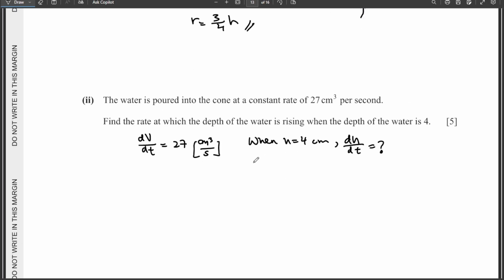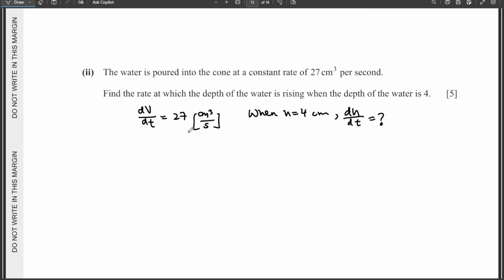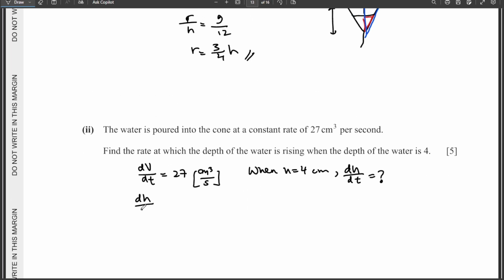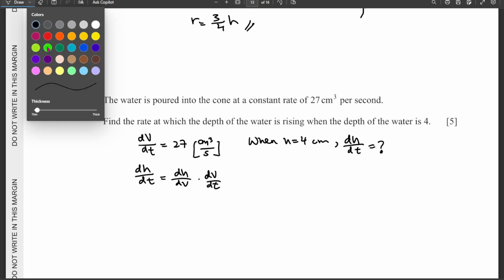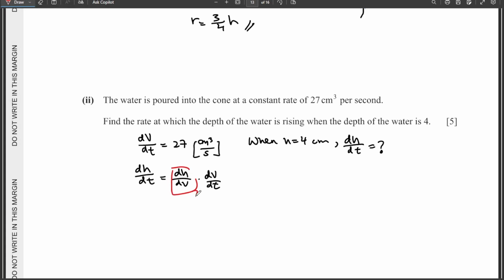So from dV/dt, how do we get dh/dt? We need to use the chain rule. So dh/dt equals dh/dV times dV/dt. dV/dt we know. So what we are left to find is dh/dV, which we don't know.